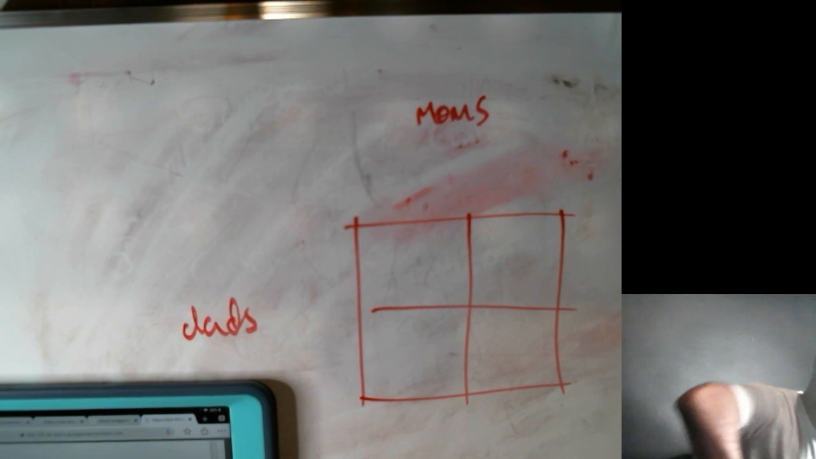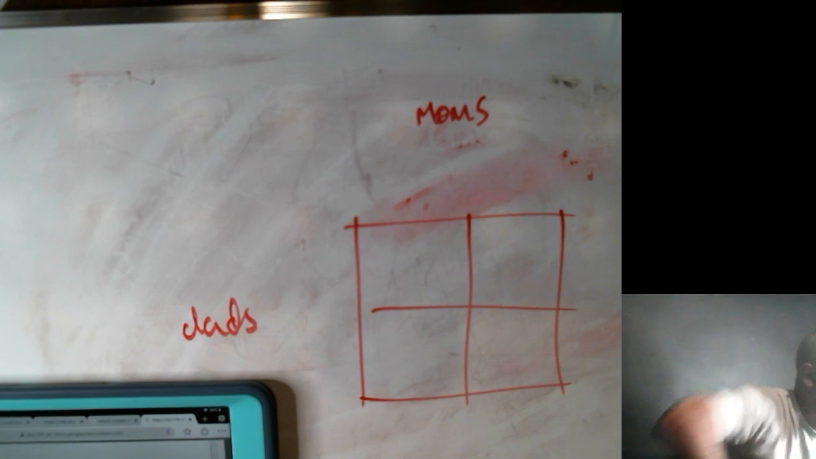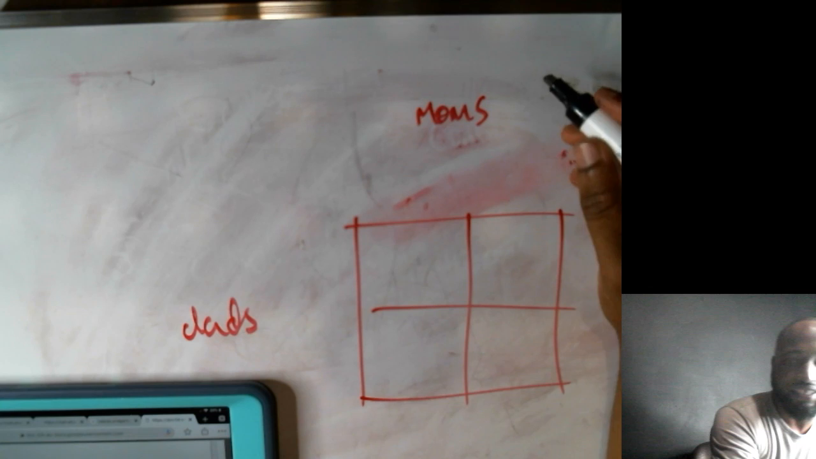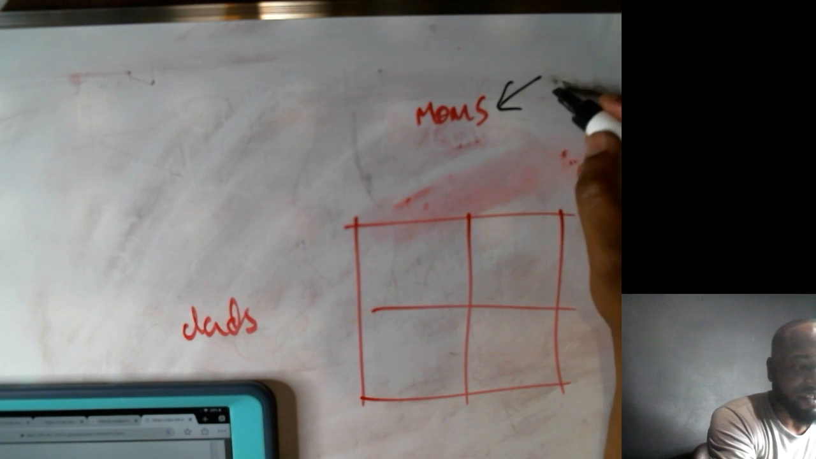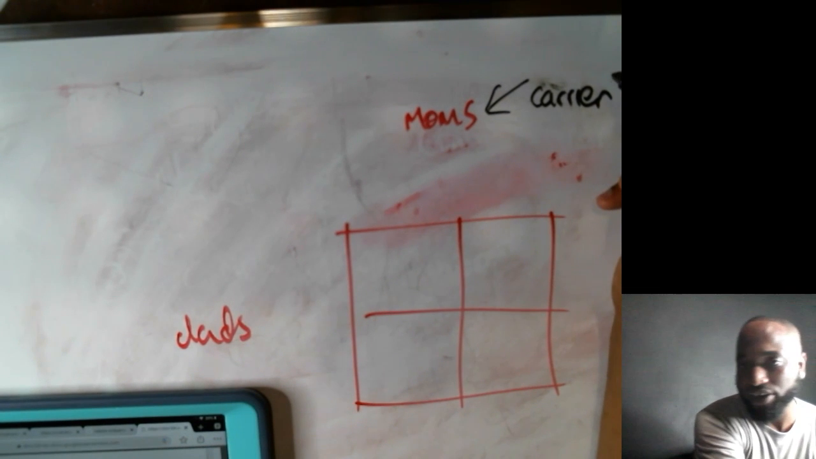What happened is this said a woman with normal color vision whose father is colorblind. That means if her father is colorblind, he has it on his Y. So in other words, they're trying to tell you the mom is a carrier. You understand? Because her father is colorblind, right?